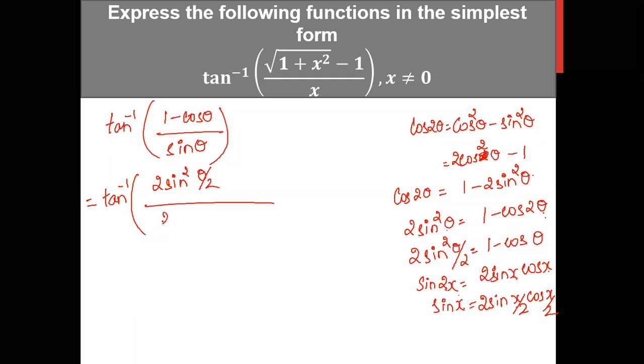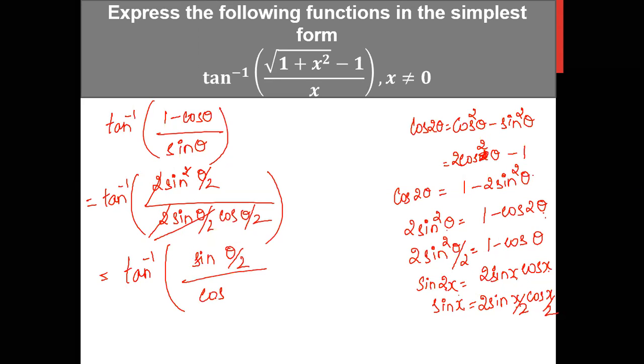So substitute that. Here I have theta, so it is 2 sin theta by 2 cos theta by 2. So that is equal to tan inverse of, 2 gets cancelled, 1 sin square and sin theta by 2 is cancelled. What is remaining? Sin theta by 2 divided by cos theta by 2. What is sin theta by 2 by cos theta by 2, students? It is tan theta by 2, correct? Sin by cos is tan, but here the angle is theta by 2. So it is tan inverse of tan theta by 2.